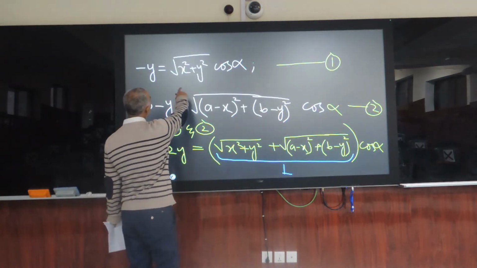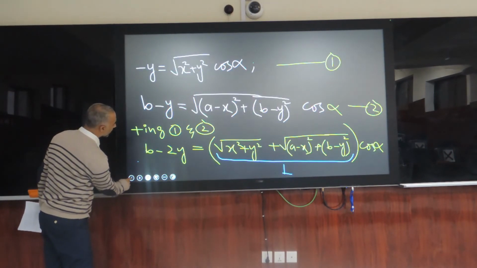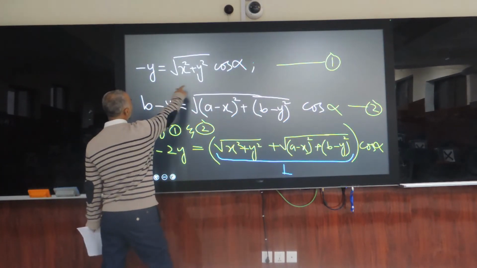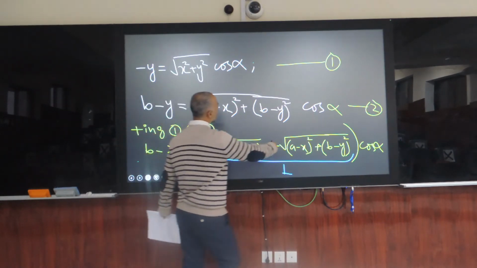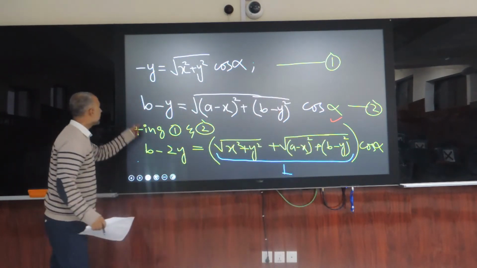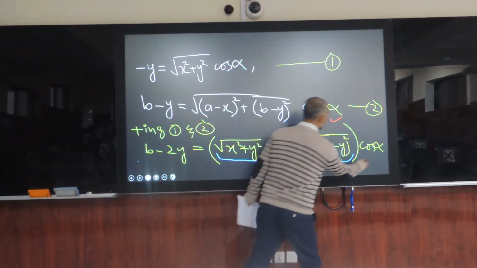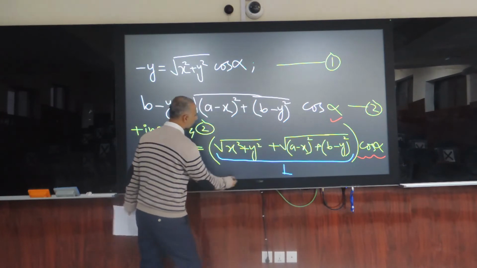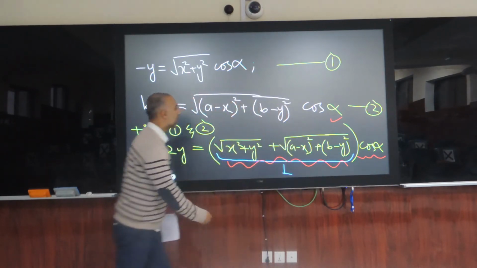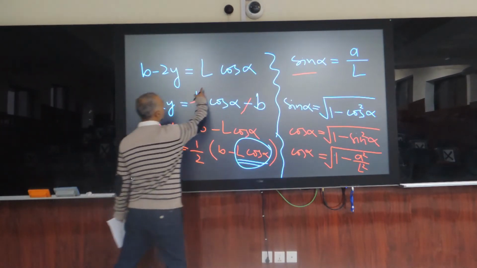Therefore, let me retrieve our first equation, and that is this one in the form of cos alpha, and the other cos beta is also replaced with cos alpha. So it is equation 2. Let me add both equation 1 and 2, left hand side into left hand side and right hand side into right hand side, and cos alpha is common. By considering cos alpha as common, we will have a centralized term that is equivalent to the length of a string. So we will replace it with L, and we will have b minus 2y equals L cos alpha.